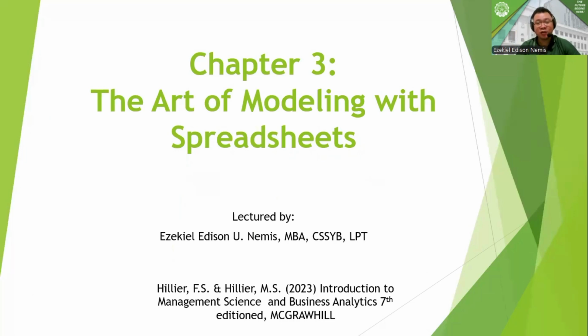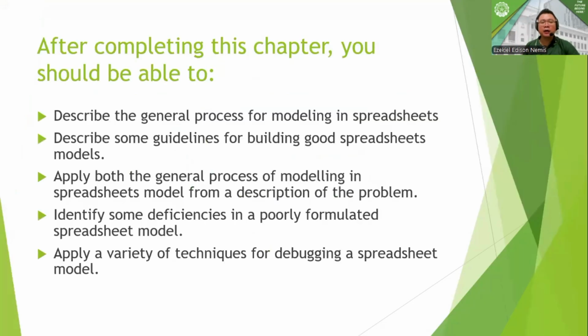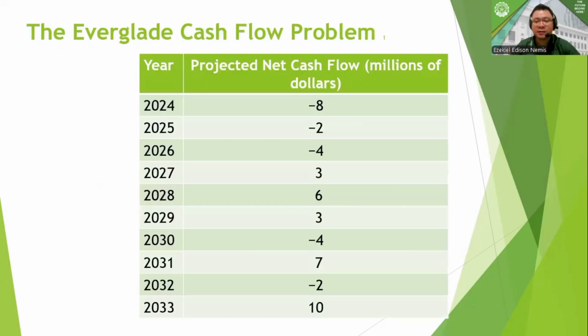Okay, so please open your spreadsheet, or open a new Excel file so that we can do this activity. All right, so here are our objectives for today. Number one is to describe the general process of modeling spreadsheets. Number two, describe the guidelines for building a good spreadsheet model. Number three, apply both the general process and modeling in a spreadsheet model for a description of the problem. Number four, identify some deficiencies in a poorly formulated spreadsheet. And number five, we have to apply a variety of techniques for debugging a spreadsheet model. So these are our objectives for today. Okay, so let us dive into this topic.